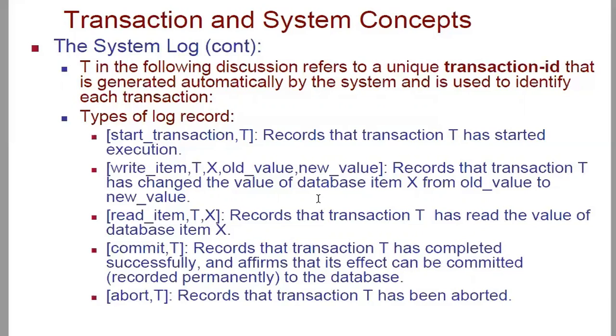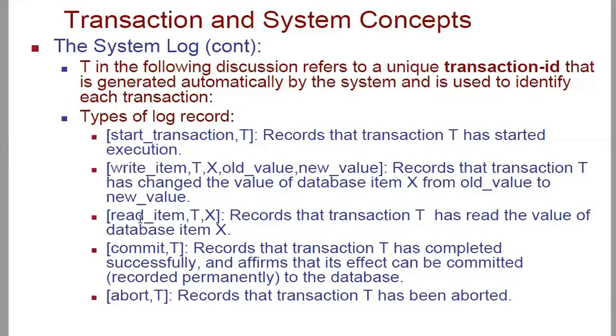And then the types of log records. You may be asked two more questions: what types of log records are there? First, start transaction, T, when the transaction got started. Then write item, T, X, old value and new value. At the time of writing, the transaction ID, the data item X, the old value of the data item, and the new value of the data item will be recorded in the log file.